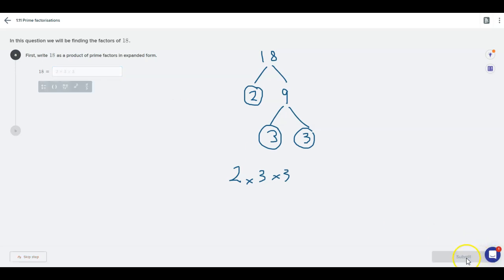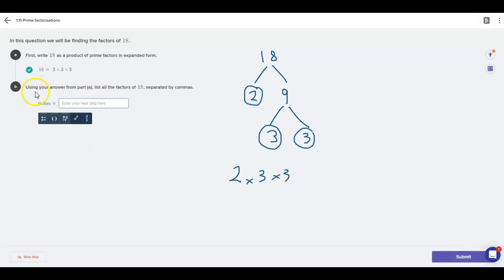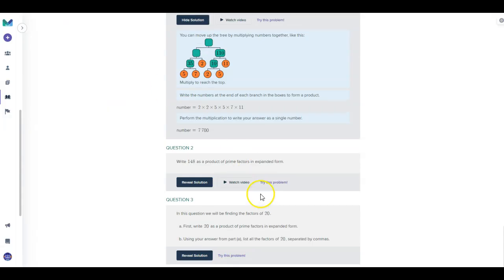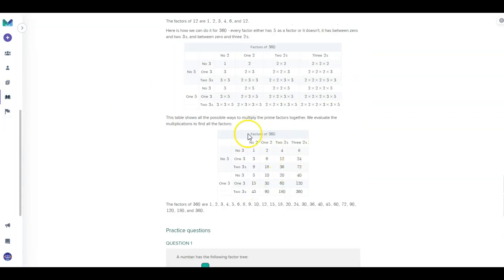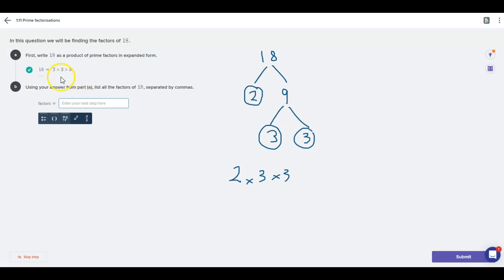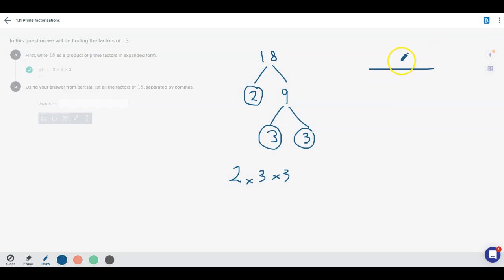So let's see if we're correct so far. Yes, we are. Now it says using your answers from part A, so using these prime factors, it wants us to list all the factors of 18, separated by commas. So this is the one that in the lesson was doing these tables. Now again, if you would like to do a table like this, you are perfectly welcome to. The idea is that you need to find every combination of 2, 3, and 3, and that will give you all of the factors of 18. But instead, I'm going to stick with the T chart that we were doing previously.